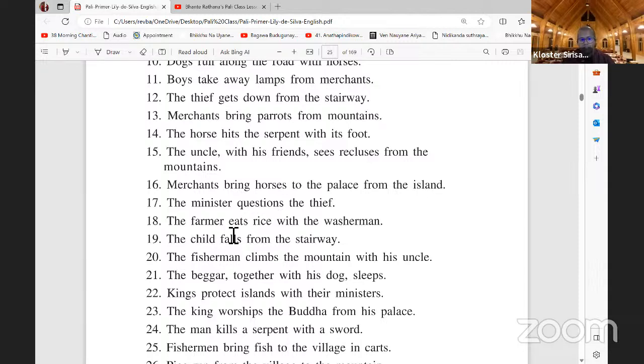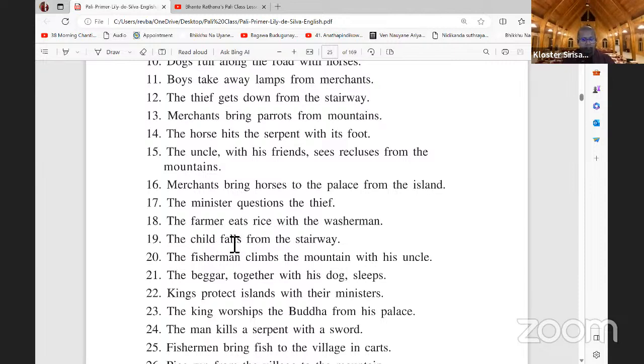Number 18, the farmer eats rice with the washerman. Kassako saddhim bhunjati. No. Kassako rajakena saddhim bhunjati. Yes. You didn't mention rice. The farmer: kassako rajakena saddhim odanam bhunjati. I forgot. Okay.